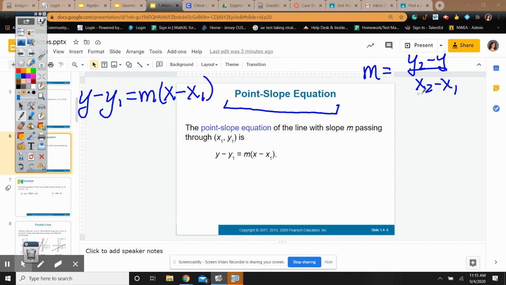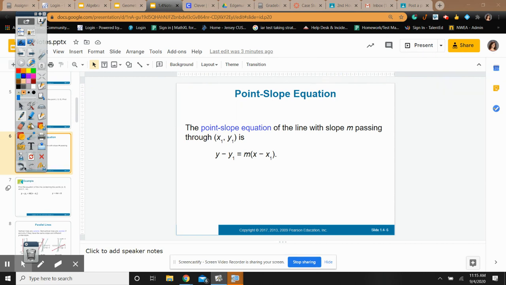If you were going to get rid of this fraction, you would multiply both sides by that bottom, and that's kind of where this guy came from. So m times the x part will equal the y part. And what the point slope equation allows you to do is write an equation of a line if you know the slope and any old point, like we just did on that last one.